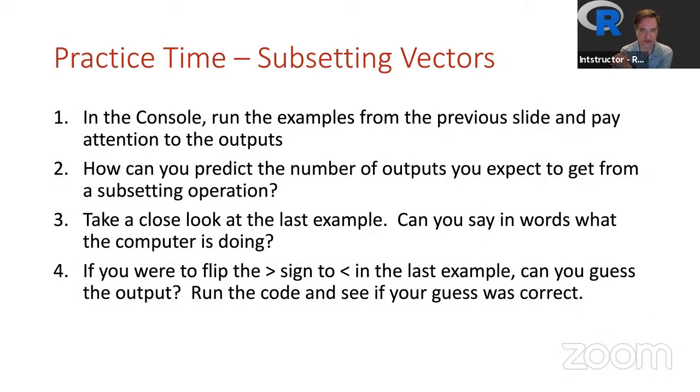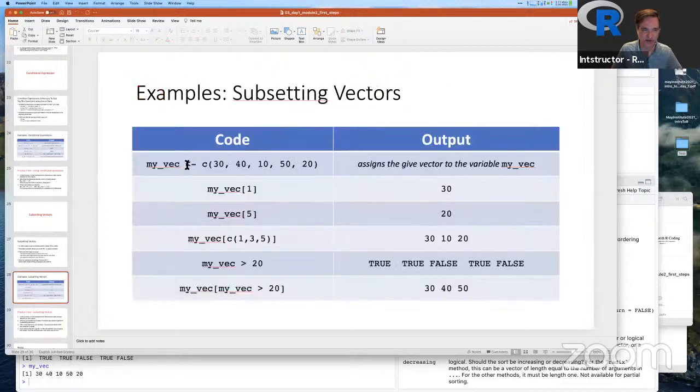Okay, so I think the last practice time for this intensive section, like we did before, I want you to please go back into the console and run some of these examples from the previous slide. Go ahead and copy and paste this vector and play around with some of these indexing operations. Maybe try changing this conditional expression to something else and see how that affects the results. So let's take a few minutes to try practicing on some of those items.